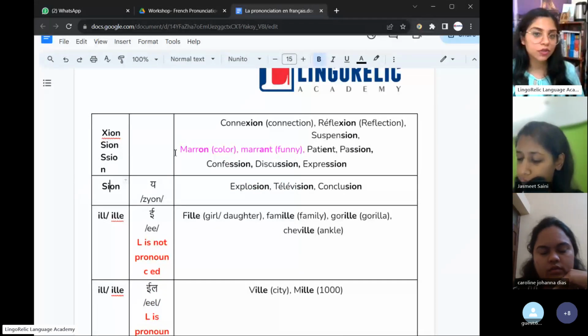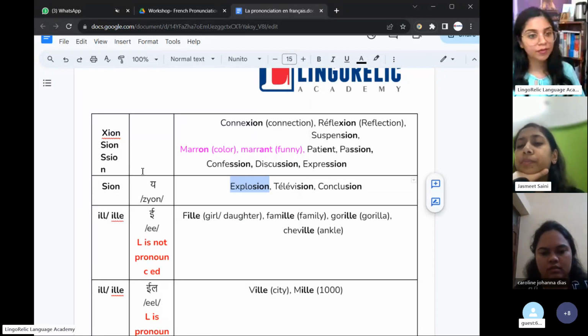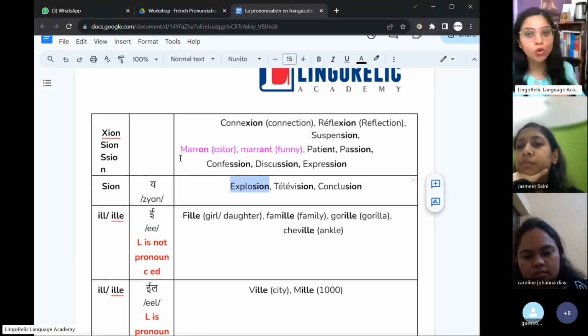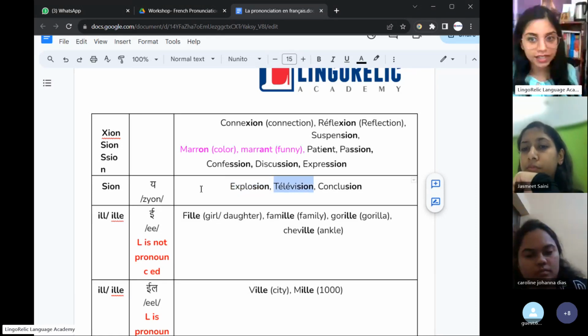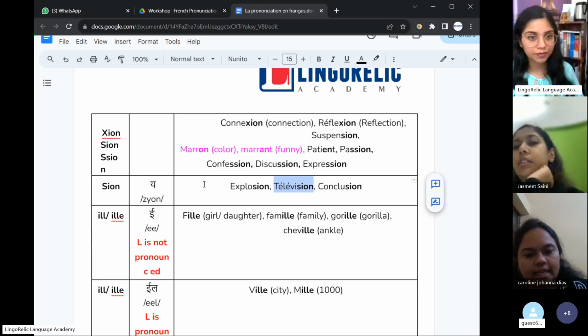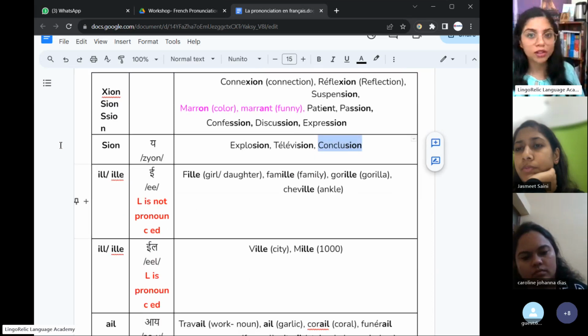Zion. So try to say this. Explosion. Explosion, not zion. It's zion. Explosion. See that? Qu'est-ce que c'est? Télévision. Télé. Oui, télévision. Et voilà. Qu'est-ce que c'est? Conclusion. Voilà. Maintenant, vous avez il and e.